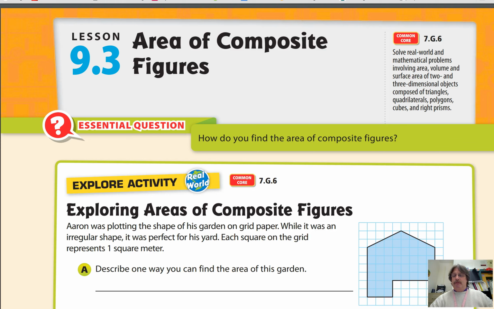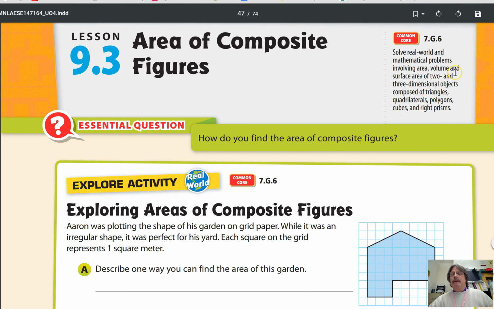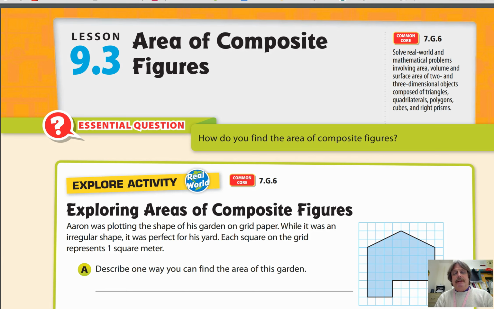In lesson 9.3, area of composite figures, we're going to work on our standard 7.G.6, solving real-world mathematical problems with area, volume, and also looking at surface area of two-dimensional and three-dimensional objects that are made up of triangles, quadrilaterals, polygons, cubes, and right prisms. The essential question then is, how do you find the area of a composite figure?